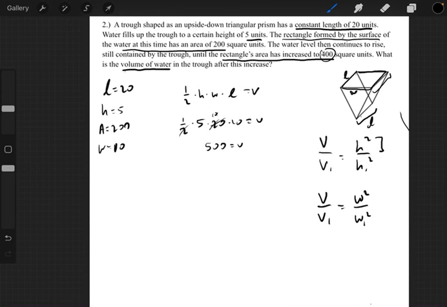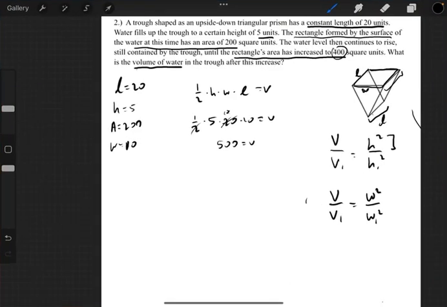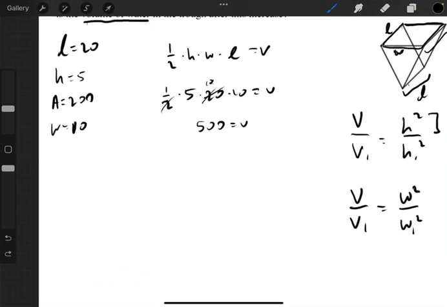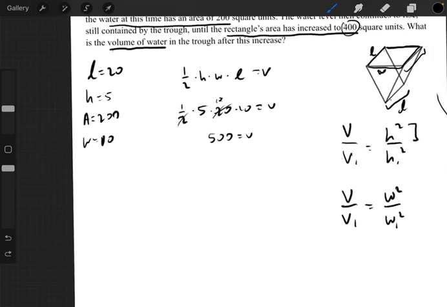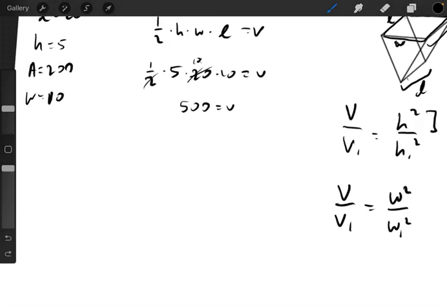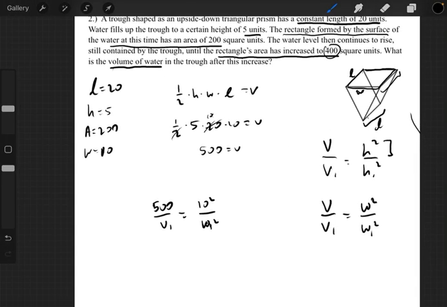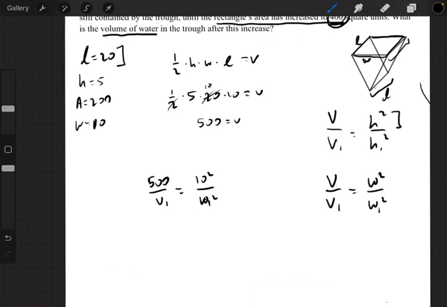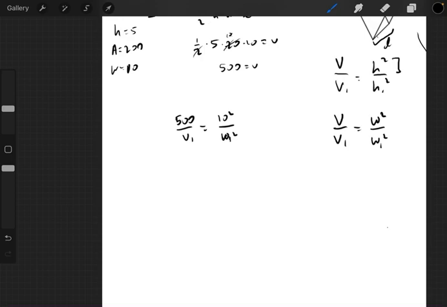Now, we can set up our equation. Still getting used to this. We can set up our equation because we know the initial volume and the initial width is 10. But we can't solve this right now. What we have to do is take the fact that we know what that top rectangle's area has increased to, and we know that the length is constant, to solve for W1.